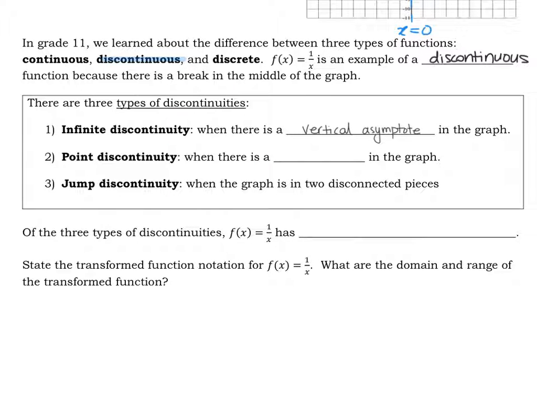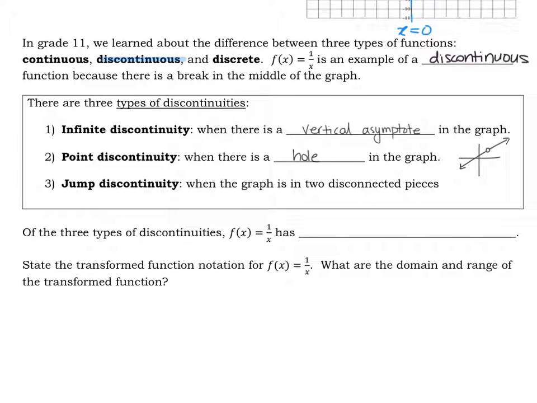When there is a point discontinuity, that means that there is a hole in the graph. And just to show you a very tiny and quick diagram on the side, basically, we're going to go over functions in this unit that have this kind of break in the middle of the graph, but in the form of this hole here. So we'll go over those in more detail later on in the unit.